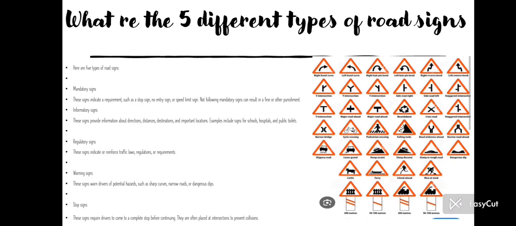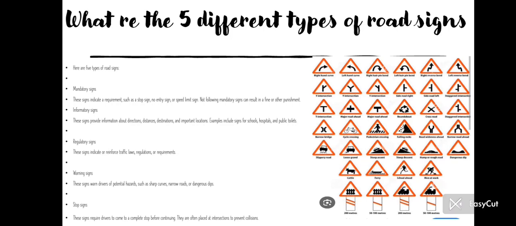Informatory signs. Actually, these signs provide information about directions, distance, destinations, and important locations. Examples include signs for schools, hospitals, and public toilets. For example, if you want to go to any random school or random city, you might find these informatory signs on the highways. Then you can go there.